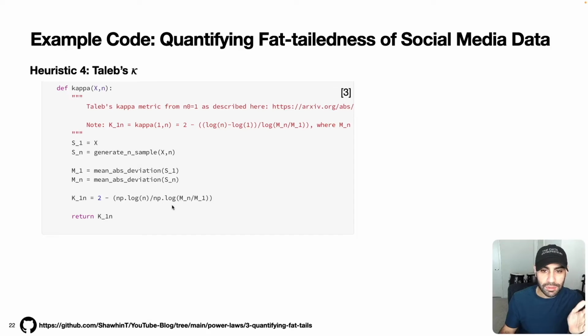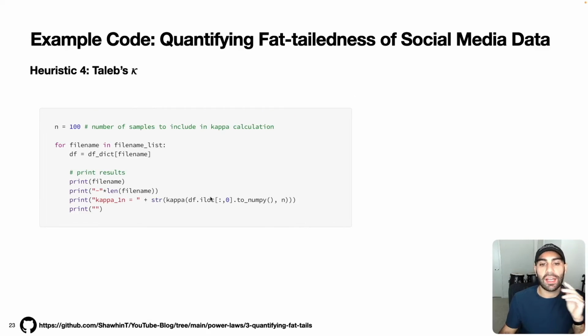With the mean absolute deviation defined and a way to generate samples defined, we can implement kappa. This function is restricted to kappa values with n not equal to 1, and we'll just set that equal to the data that we're working with, and then SN will be generated from that function we defined in the previous slide. Then we'll compute the mean absolute deviation for both of these samples, and then we'll compute kappa in just one line of code.